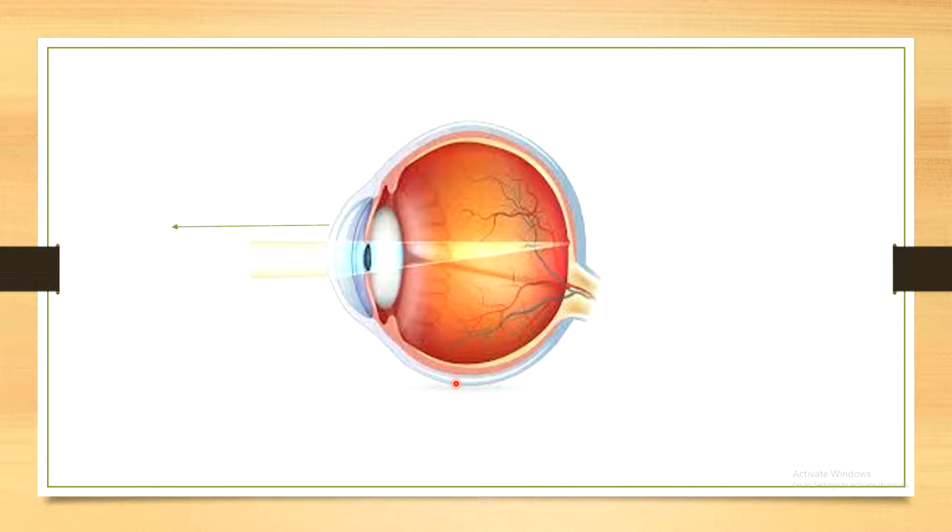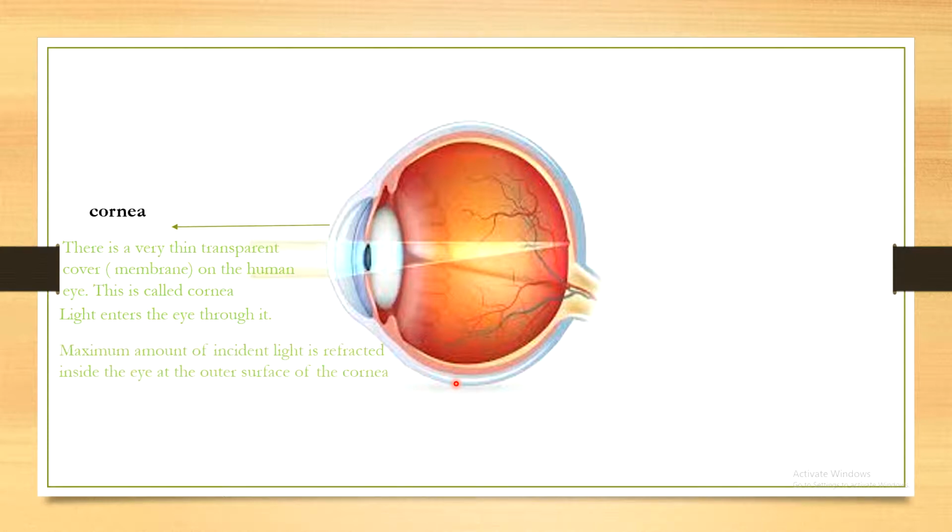Now here you can observe that there is a very thin transparent cover or membrane on the human eye, and this is called the cornea. Okay, so what is the function of the cornea? Light enters the eye through it, and the maximum amount of incident light is refracted inside the eye at the outer surface of the cornea.